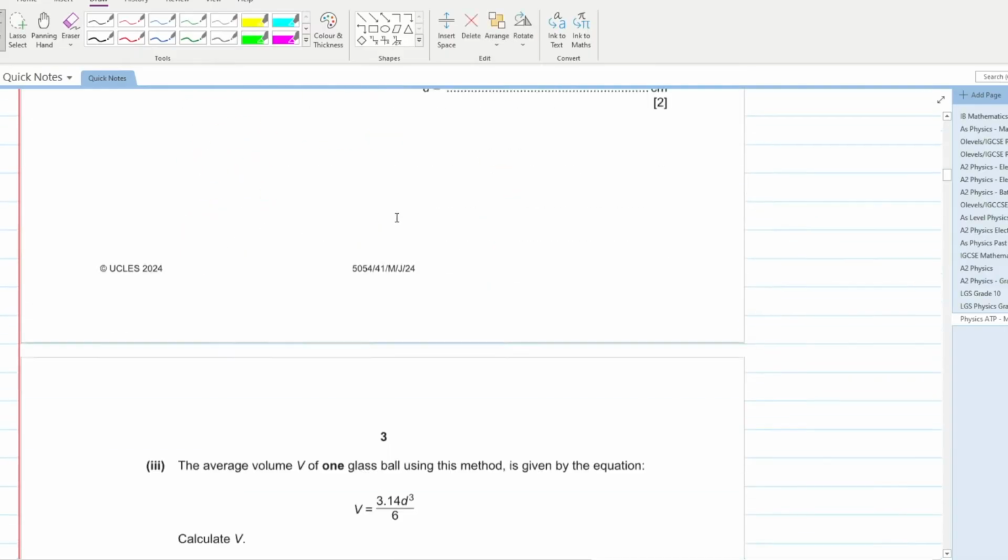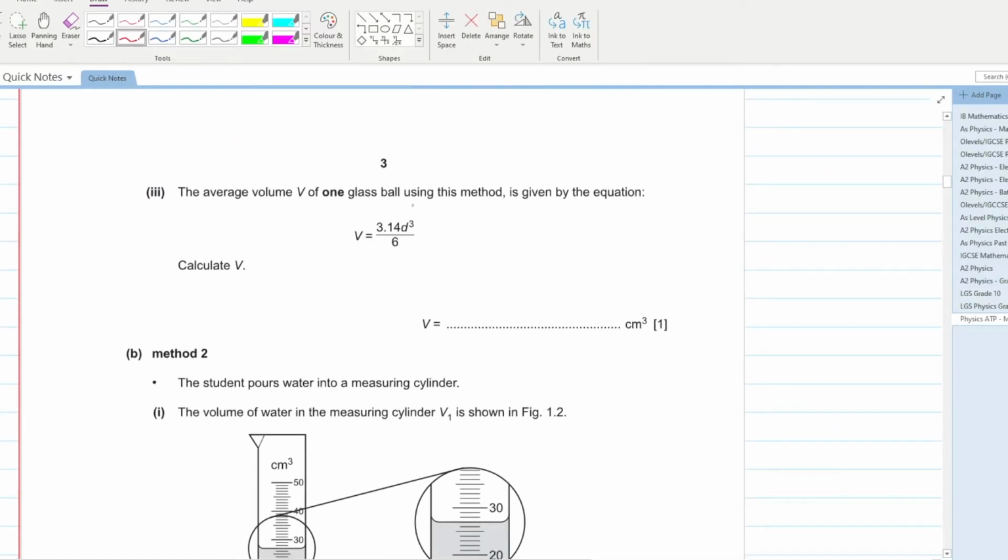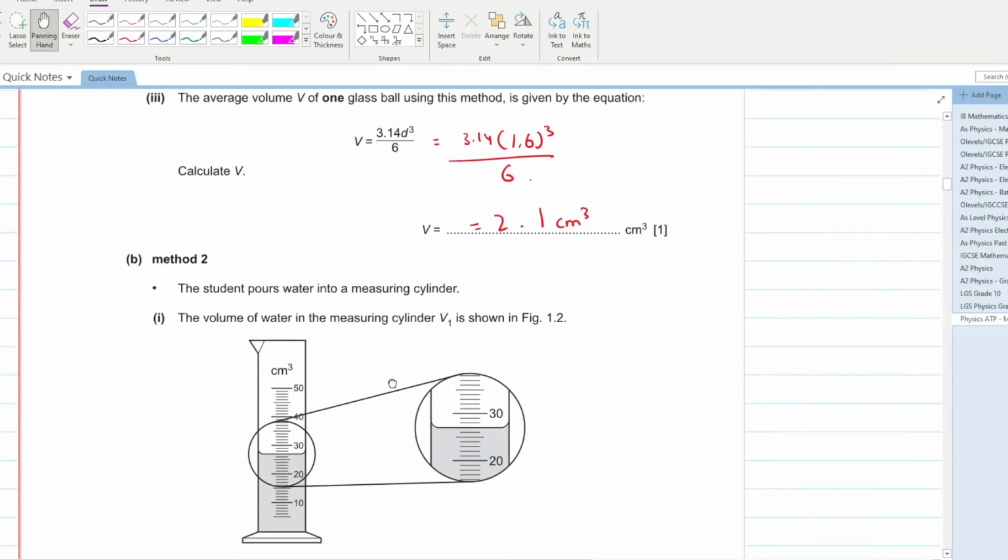The average volume of one glass ball using this method is given by this equation. Your volume is equal to 3.14 divided by 6 times D cubed. So let's calculate V. 3.14 times D, which is 1.6, whole cubed, divided by 6. Let me put this in the calculator. This gives you an answer of volume as 2.1 cm cubed. Simple as that. Let's move on to part B.